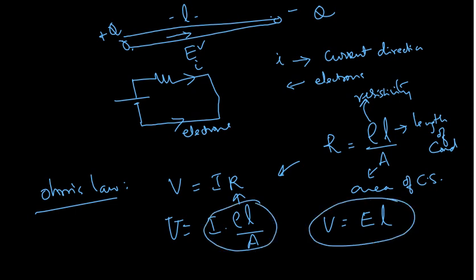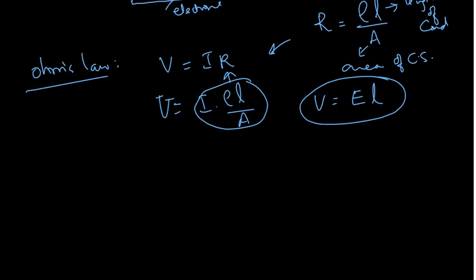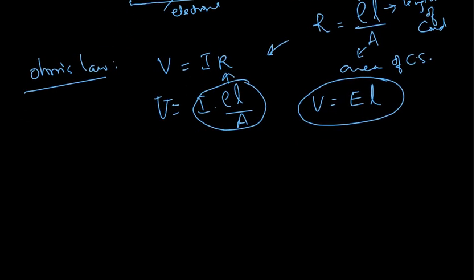So you have V equal to this and V equal to this also. By equating these two, we get EL is equal to I into rho L divided by A. So this L gets cancelled, and you get E is equal to I rho by A. This particular thing, I by A, we call J, so E is equal to J rho.